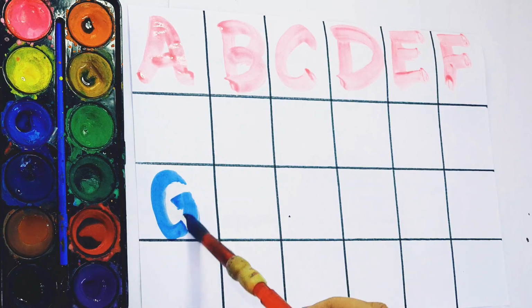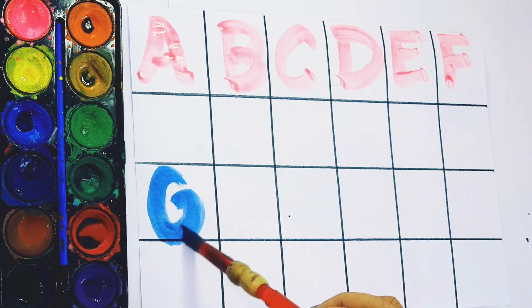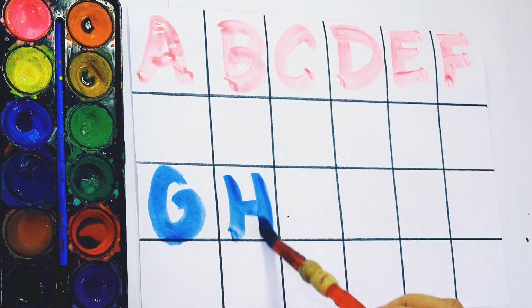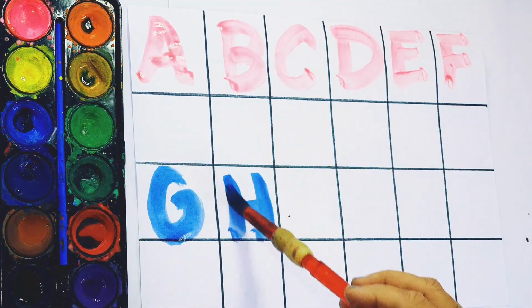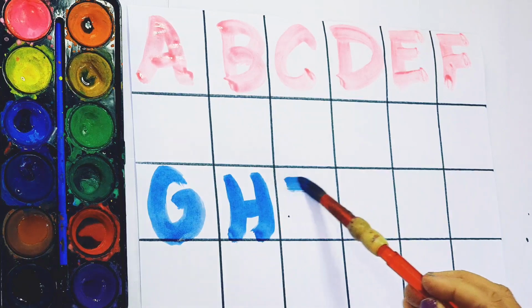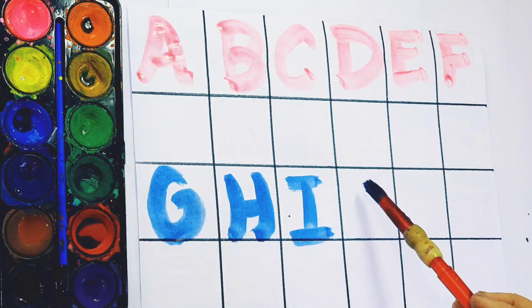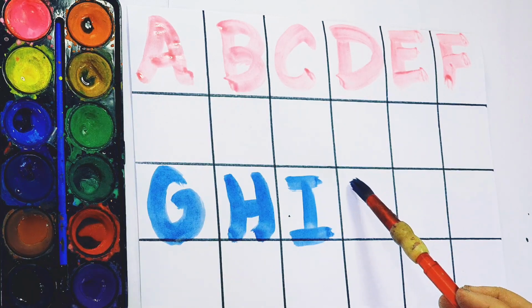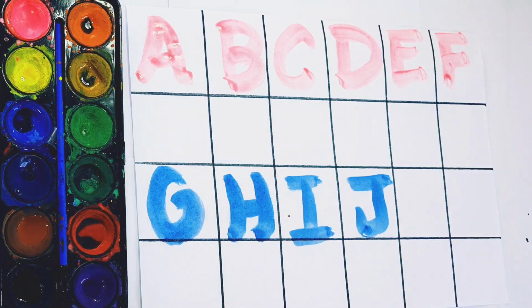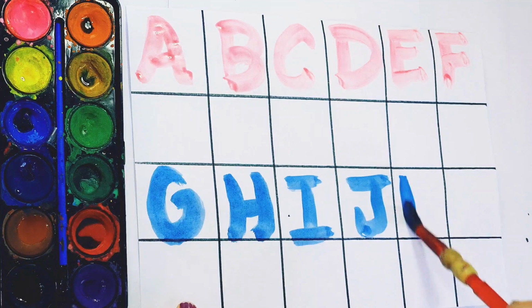G for goat. H for hen. I for ice cream. J for jug.